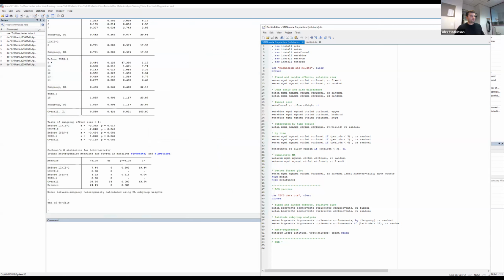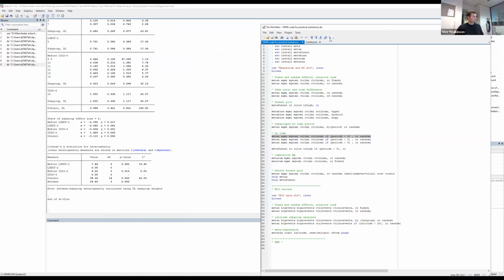Now the next part asks us to look specifically at different time points. We can cut the data using this if statement in Stata, and look at the different time periods and rerun the meta-analysis based on that. It basically excludes any of the trials after these different time periods, and you can look at these individually and test for yourself.